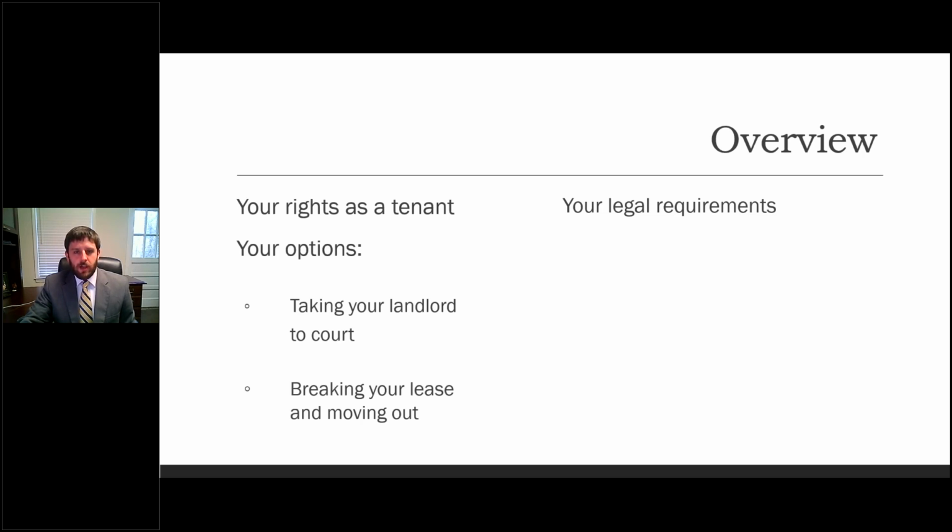Thirdly, the options you have. And again, I want to lay all the cards on the table. Your options are taking your landlord to court or breaking your lease and moving out. Then the process: after we go through what the options are, I want to talk about specifically what you do to go through those processes and hopefully get the results that you're looking for. And then I want to talk about your last resort. I'll get into that at the end and go into more detail.